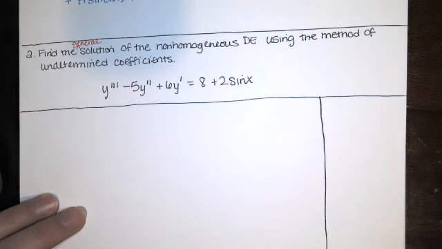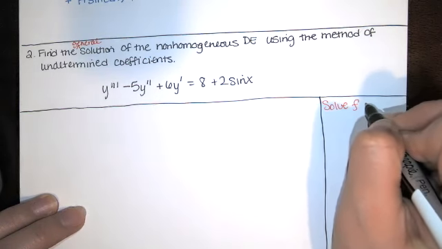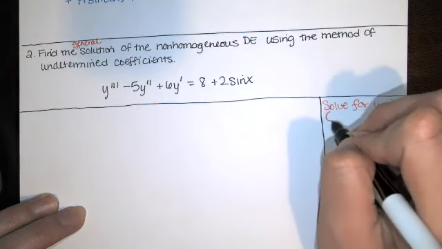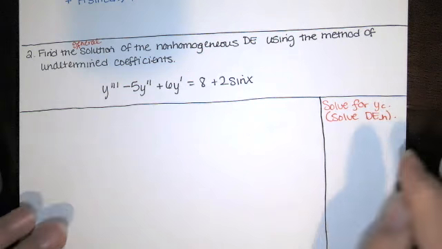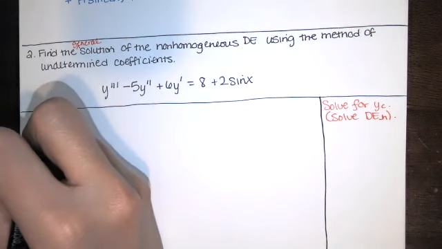Now, since it's non-homogeneous, the first thing that we need to do every time is solve for y sub c, or alternatively, you can say solve the corresponding homogeneous equation, because the form of y sub c affects the form of y sub p that will actually work. So we always want to do that first. Now, the corresponding homogeneous equation looks just like this.